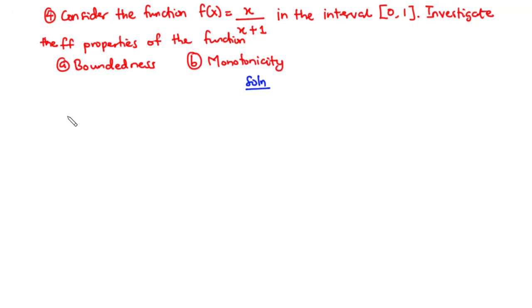So we are given the function f of x, and that is equal to x over x plus 1, and then we have the interval. The interval is 0, 1, so probably this is the domain of the function. Now we are going to investigate the following properties, that is a, boundedness, and then b, monotonicity. So a, boundedness.